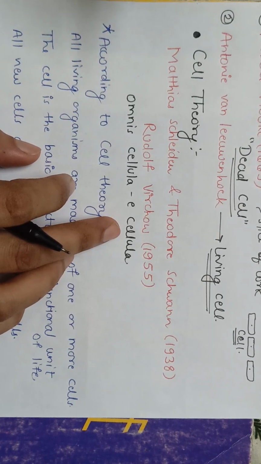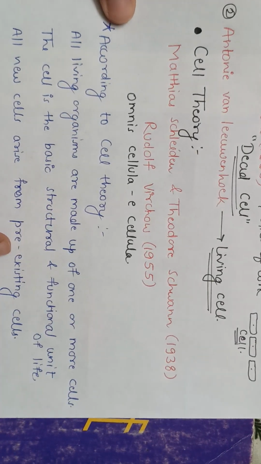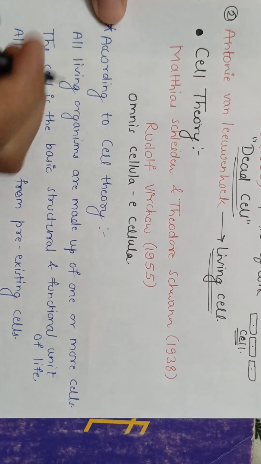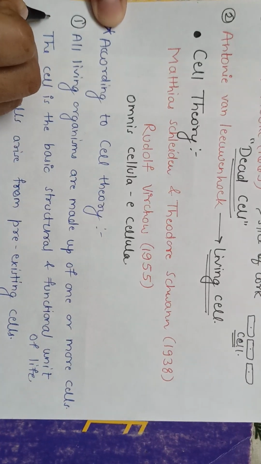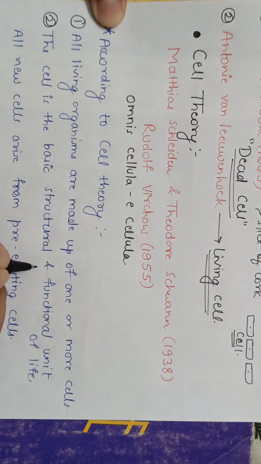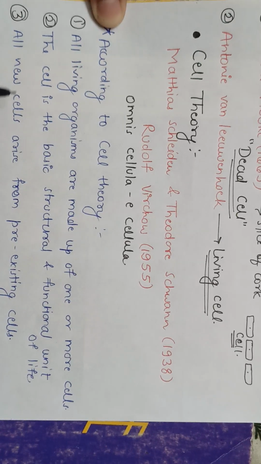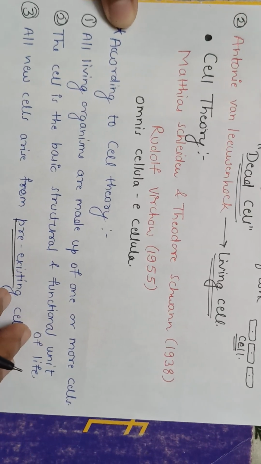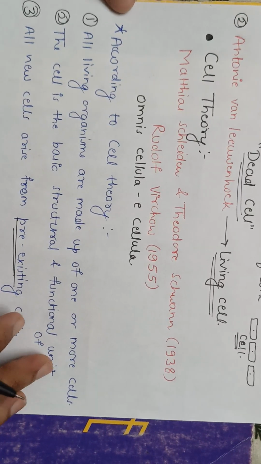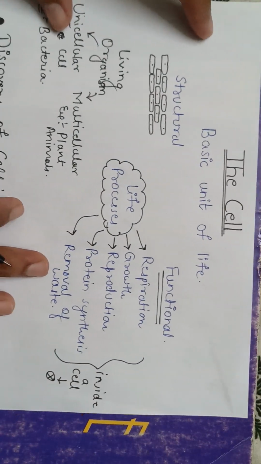Okay, so according to the modern cell theory that we study today, it has three points: that all living organisms are made up of one or more cells, the cell is the basic structural and functional unit of life, and third, all new cells arise from pre-existing cells. This was a major point of the cell theory. Okay, so this was all about the introductory video, the basic video about the cell.